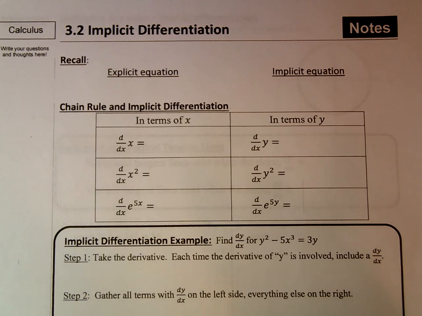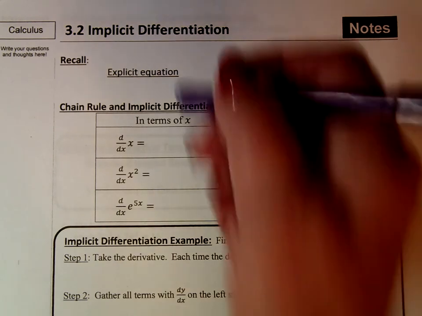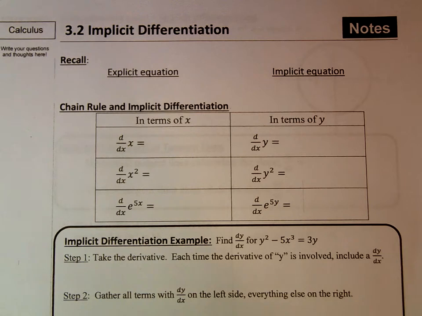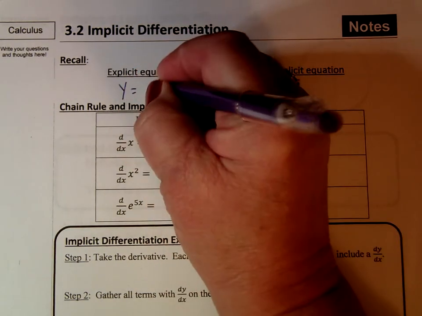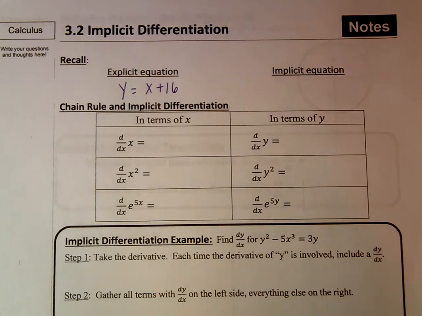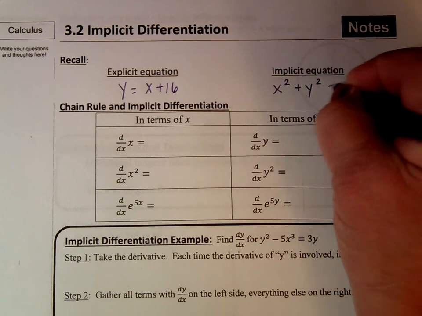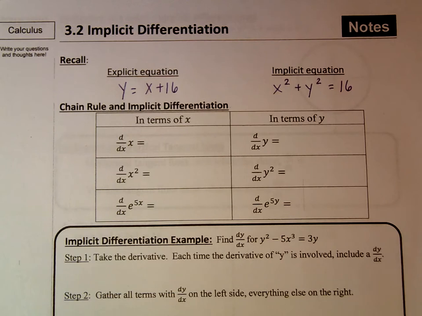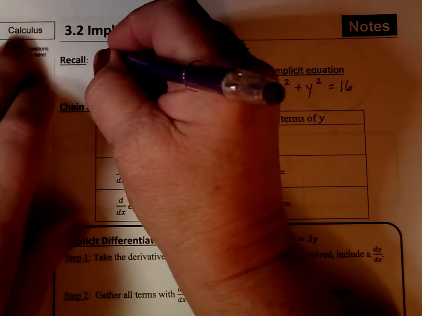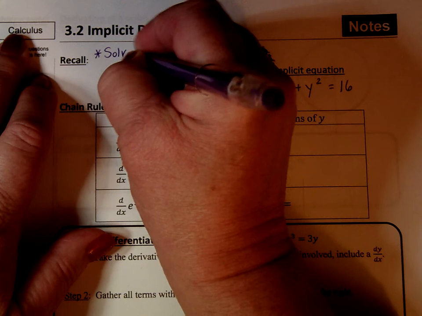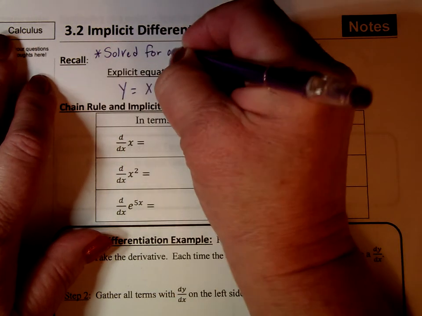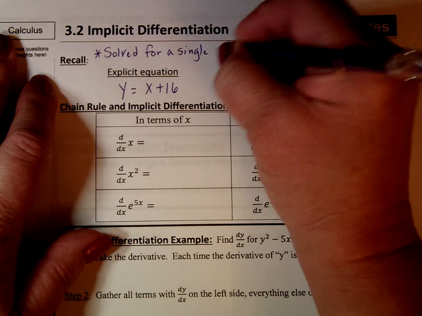If you are an explicit equation, you look like this. You would be something like y equals x plus 16. And if you're implicit, it would look something like this: x squared plus y squared equals 16. There's a difference between the two. You can see that the first one is solved for a single variable.